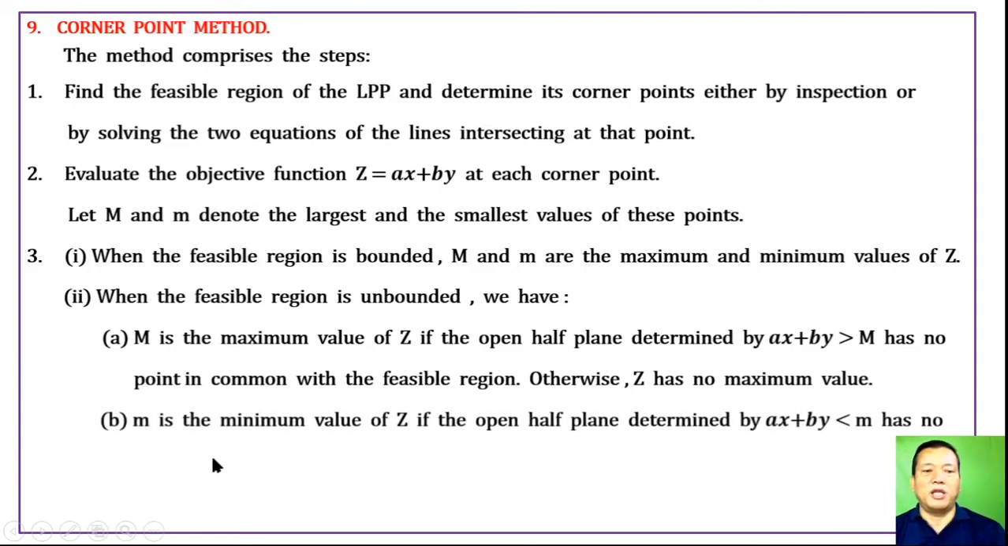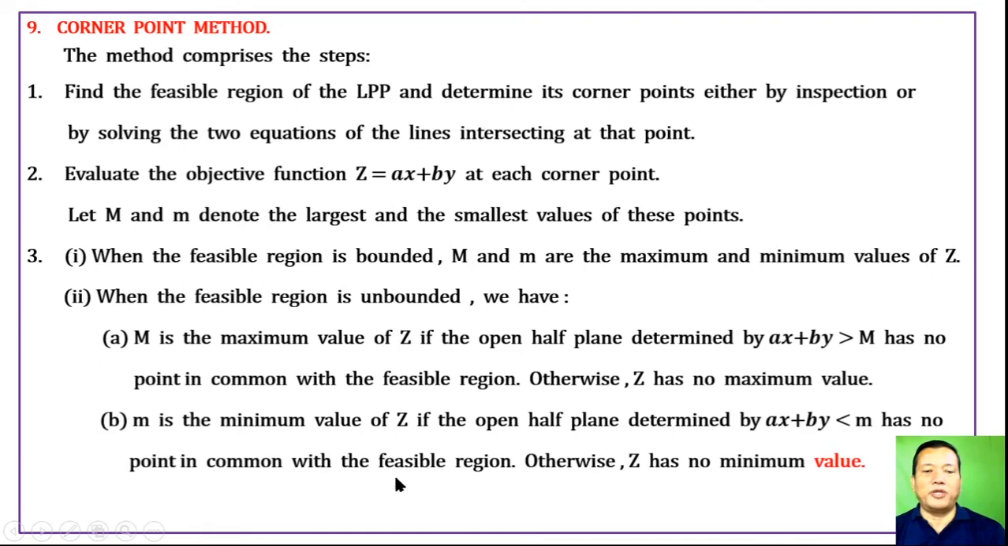Similarly, small m is the minimum value of Z if the open half plane determined by ax plus by less than small m has no point in common with the feasible region. Z ki small value m asina Z ki minimum value oigani, karigumba inequality asiga half plane asiga feasible region asiga common region laitrabadi small m asina Z ki minimum value oigani. Common region lairabadi, otherwise habidi common region lairabadi, Z has no minimum value, Z ki minimum value laite.